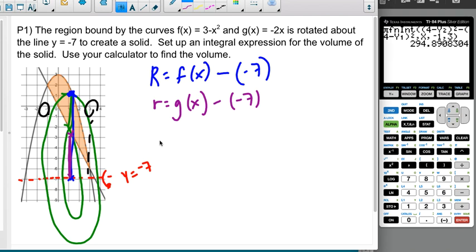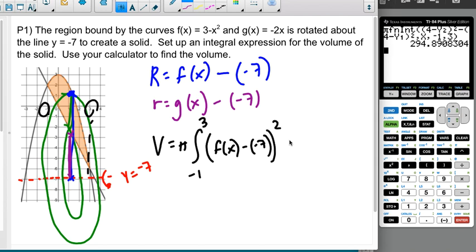axis of rotation. So my volume is going to be pi, the integral from negative 1 to 3, of my big radius squared. So that's going to be f of x minus a negative 7 quantity squared, minus my little radius squared, which is g of x minus a negative 7 quantity squared with respect to x, and then type, and I get an answer.